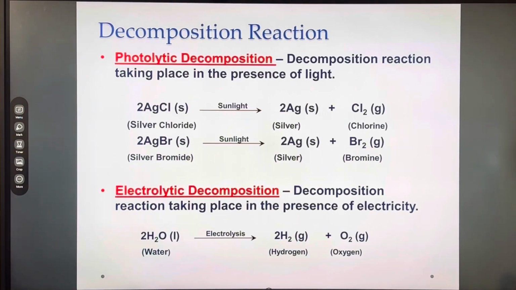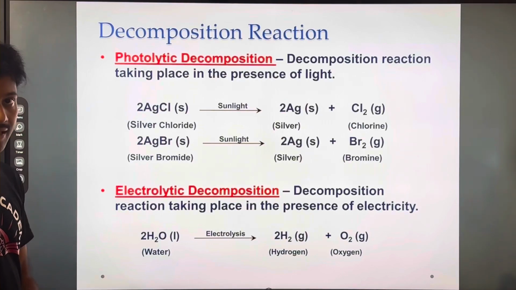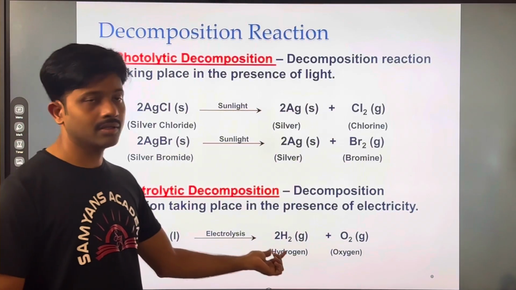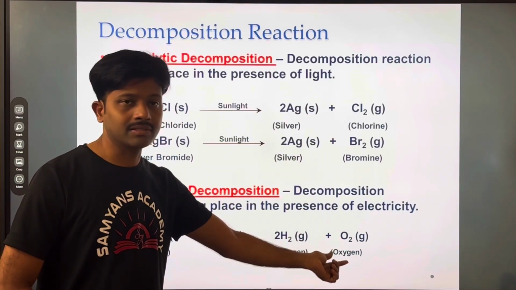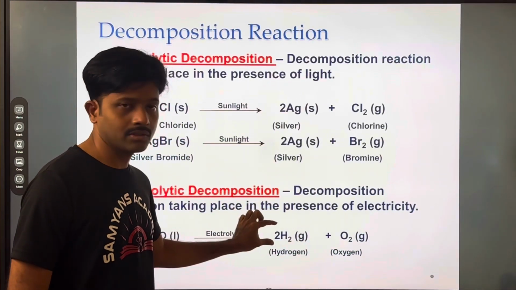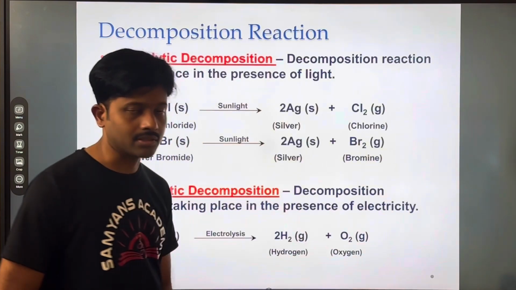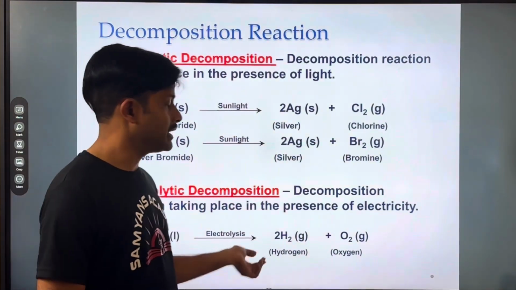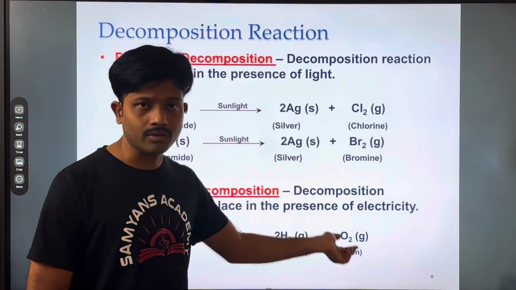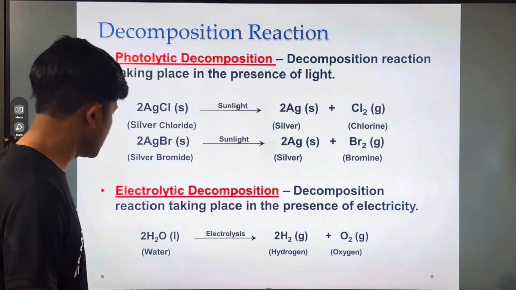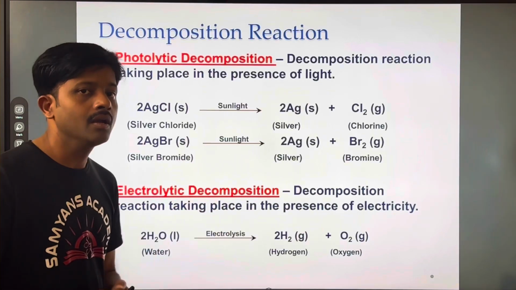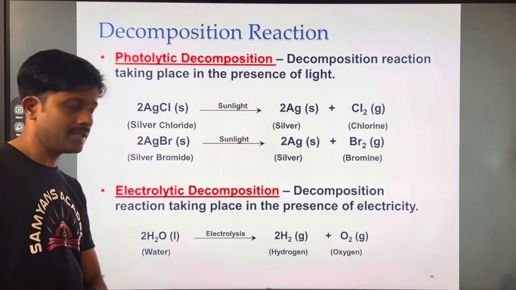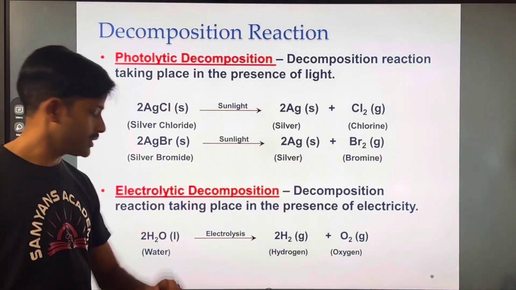Now, come to your electrolytic decomposition reaction. Here we are taking water, keeping two electrodes, cathode and anode. At the cathode, you will get 2 times hydrogen gas, and 1 times oxygen gas at the anode. At the cathode, hydrogen gas is liberated. At the anode, oxygen gas is liberated. Here, the volume of hydrogen is 2 times the volume of oxygen. This is a decomposition, and this water molecule is decomposed into hydrogen and oxygen in presence of electricity. We call it the electrolytic decomposition reaction.